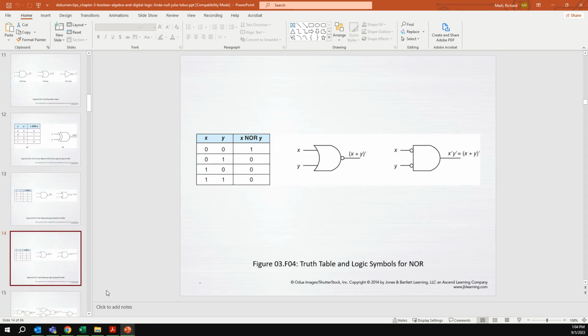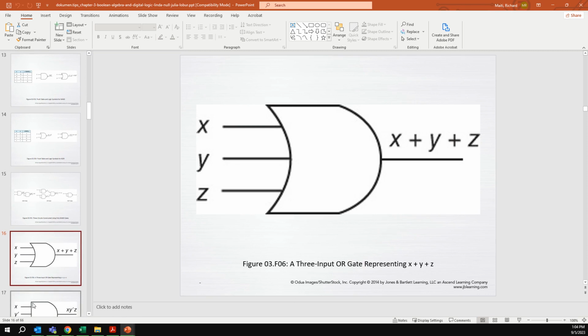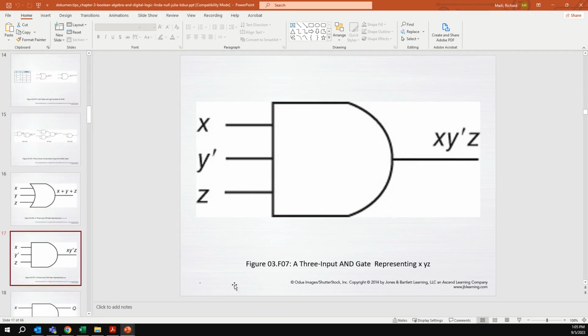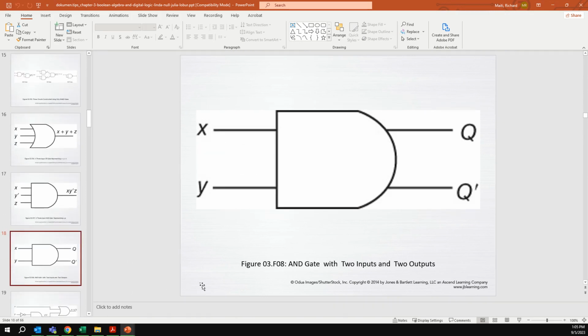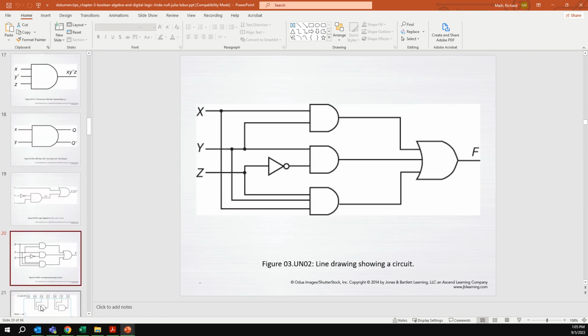Truth table for NOR. So these are circuits that are constructed in an AND. A 3-input OR gate, so this or this or this. 3-input AND gates. Remember, see the Y is negated here. 2 inputs and 2 outputs. So this is a logic diagram for this formula here. Line drawing showing a circuit.